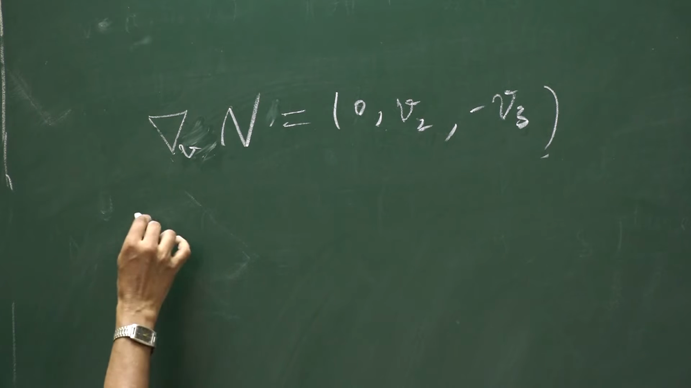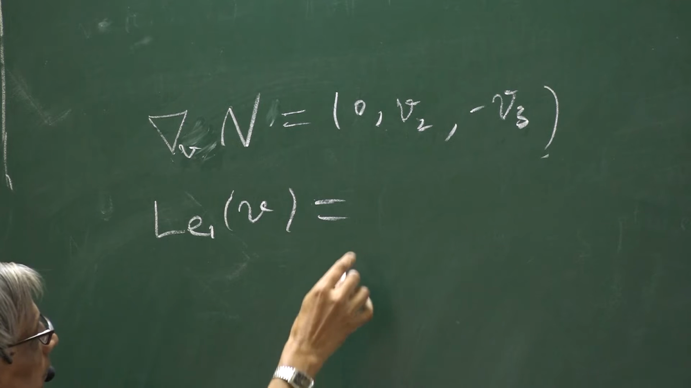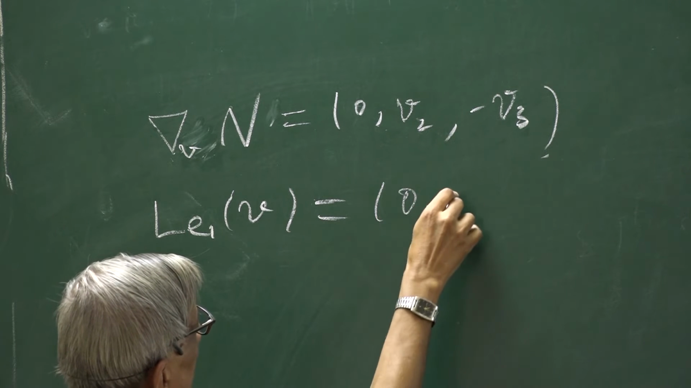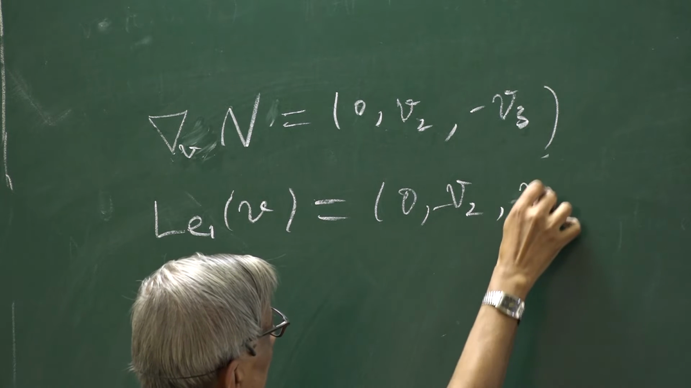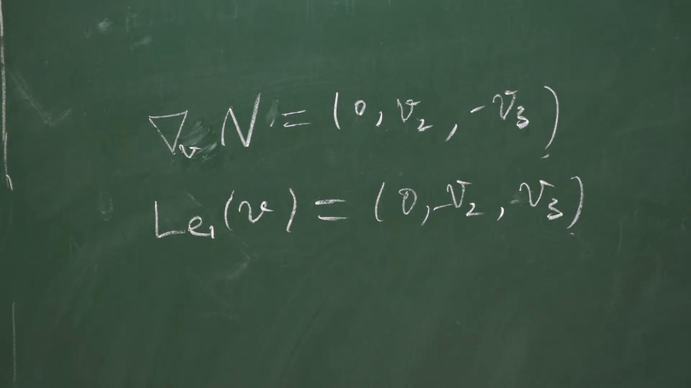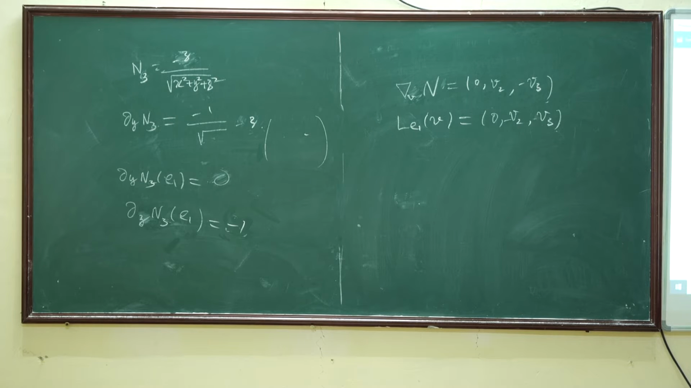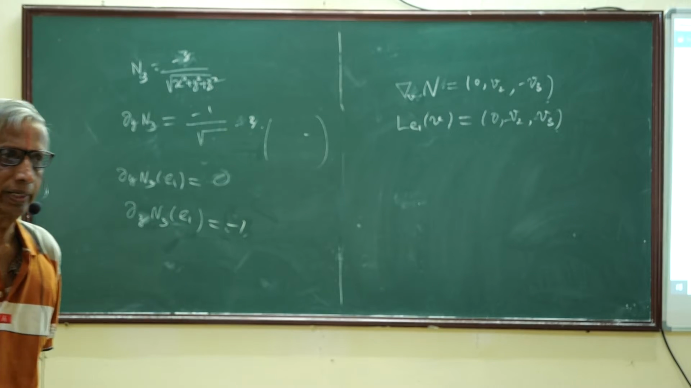So L_E1 of V is going to be 0, minus V2, V3. Negative of this. So what do you get now? So this is L_E1. Okay. So what are the curvatures? So what is the curvature? K1, K2, K.